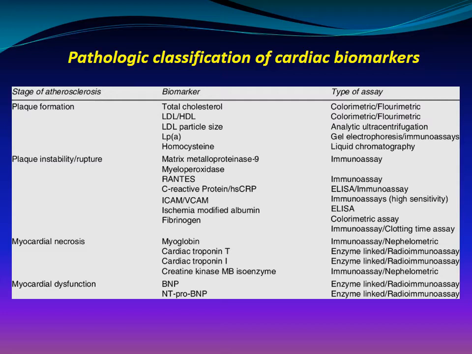Plaque instability and rupture. Biomarkers used: matrix metalloproteinase 9, myeloperoxidase, C-reactive protein, ICAM, VCAM, ischemia modified albumin, and fibrinogen. Myocardial necrosis. The biomarkers used: myoglobin, cardiac troponin T, cardiac troponin I, creatine kinase MB isoenzyme. Myocardial dysfunction: BNP, NT-proBNP.